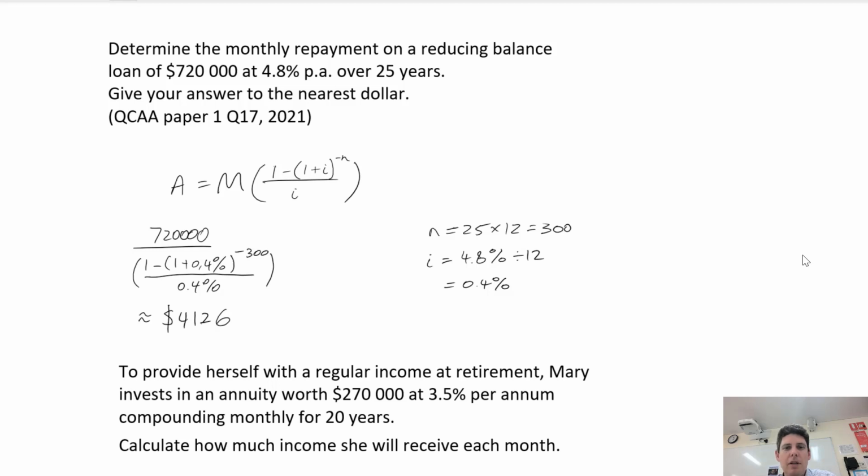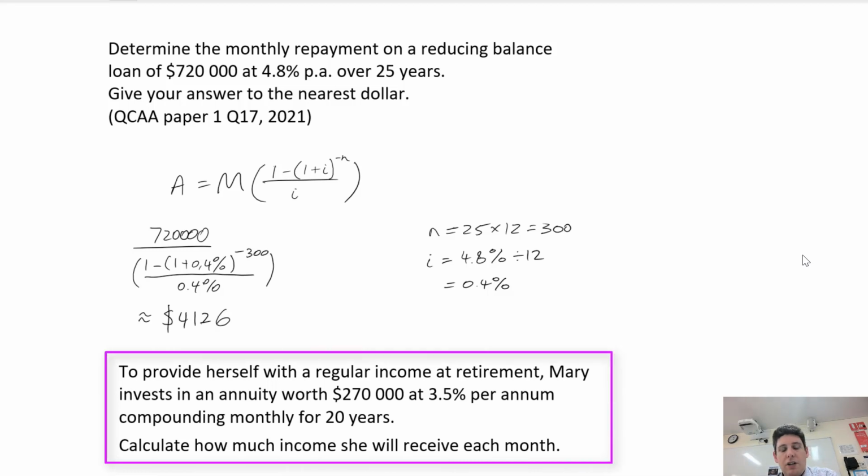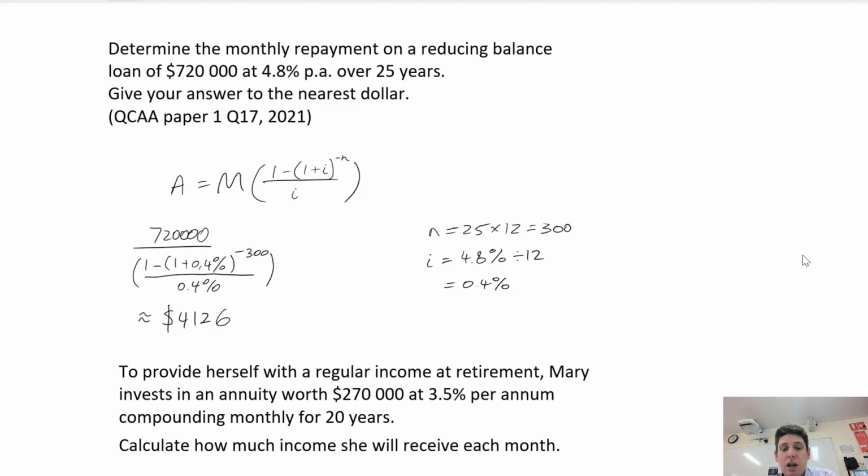This monthly repayment reduced balance question using the present value formula can also be worded like the one below as well. Mary's got an annuity and she wants to retire. How much income will she receive each month? So this is again going to use this formula here to figure out how much she's going to receive each month. So be careful, the wording can change. So this one, it was a reduced balance loan. This one, it's find how much income she'll get from an annuity at retirement.